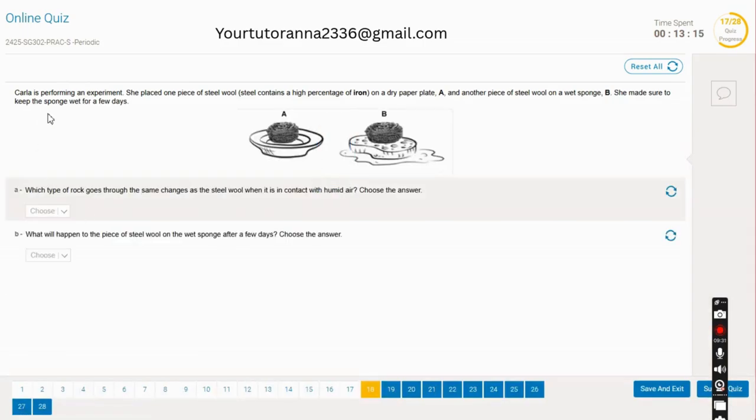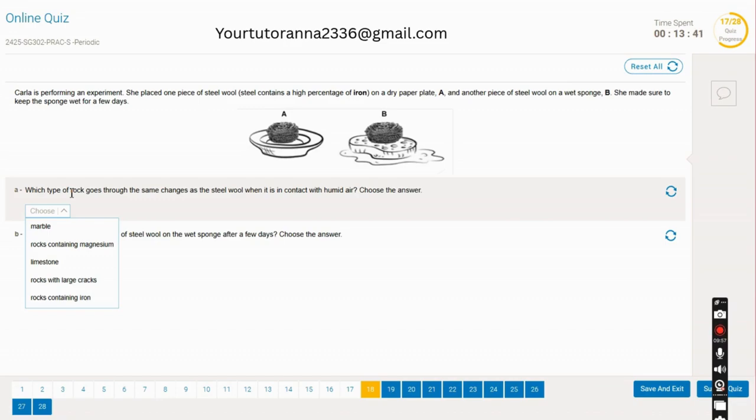This one: Carla is performing an experiment. She placed one piece of steel wool. Steel contains a high percentage of iron. Okay, that gives an idea. Iron on a dry plate. Another piece of steel wool on a wet sponge. She made sure to keep the sponge wet for a few days. So she placed one piece of steel wool on a dry plate. Remember, steel contains a high percentage of iron. The other one is placed on the wet sponge, wet for a few days.